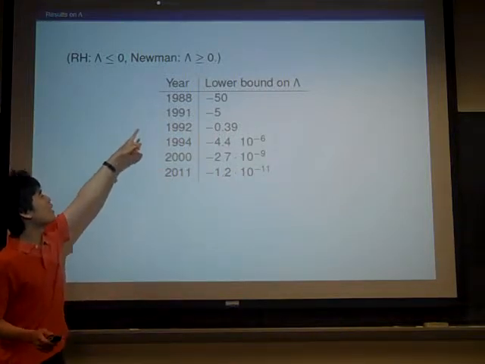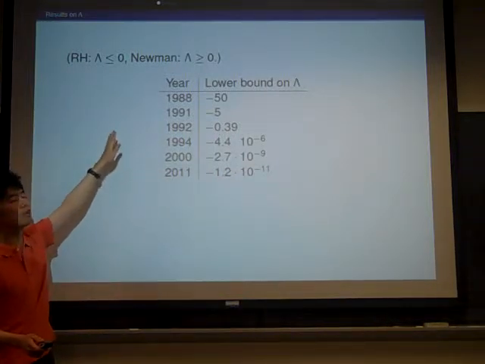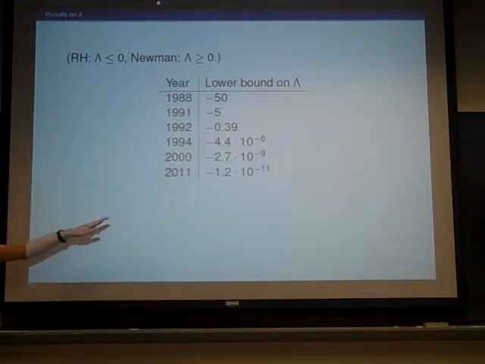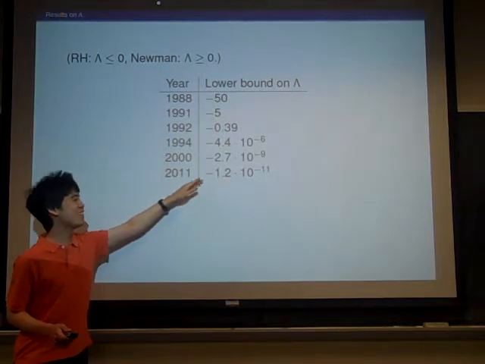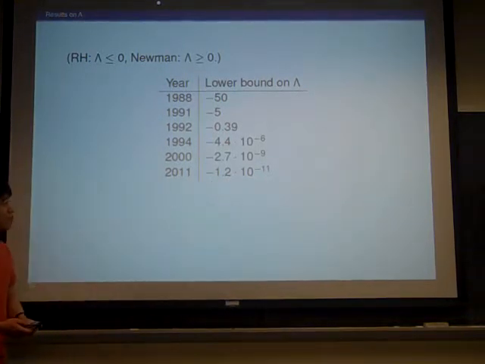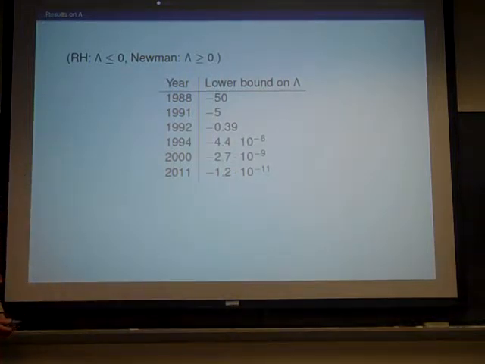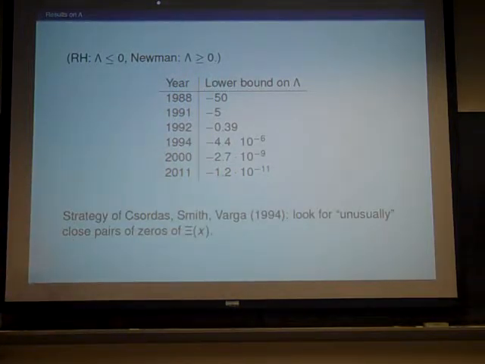So recall that a lower bound of 0 would prove the Newman's conjecture. A positive lower bound would disprove the Riemann hypothesis. So luckily all of these have been negative, and they've been getting closer and closer to 0. Notice that in 1994, the bound was significantly improved. This was due to a method of Csordas, Smith, and Varga. Their idea was to look for unusually close pairs of zeros on the critical line of the zeta function. Because if you think about our example, very close pairs of zeros, they might bump into each other and then pop off the real line.